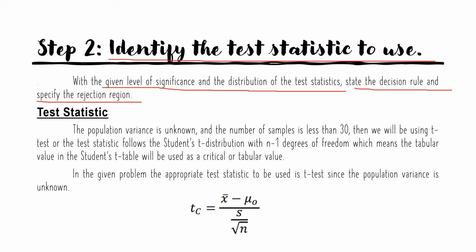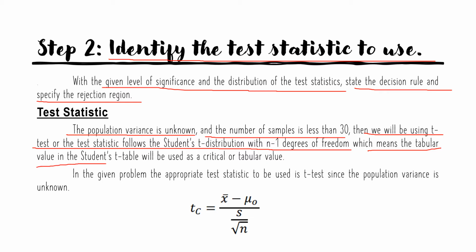So our test statistic, the population variance is unknown. So what will be the most appropriate test statistic now? And the number of samples is less than 30. Then we will be using t-test, or the test statistic follows the student's t-distribution with n minus 1 degrees of freedom, which means the tabular value in the student's t-table will be used as a critical value or a tabular value.